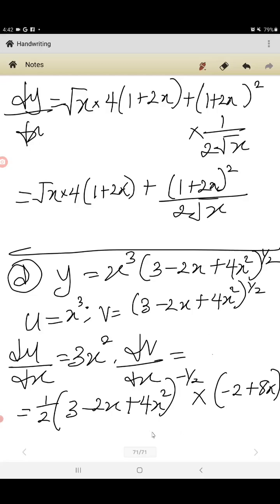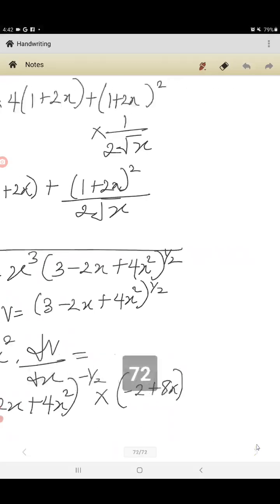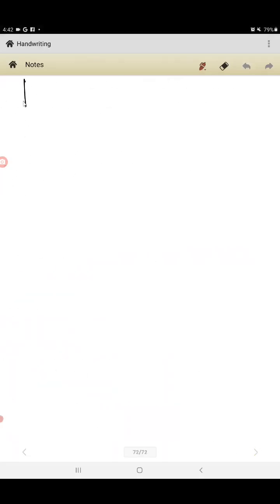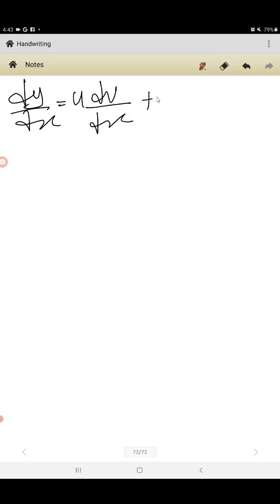So now, what we need is to multiply the two together. So we now have the dy/dx will now be u dv/dx plus v du/dx.